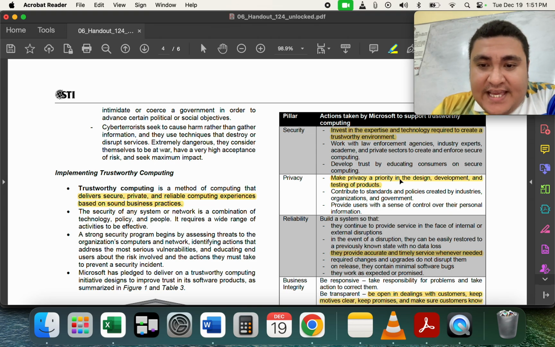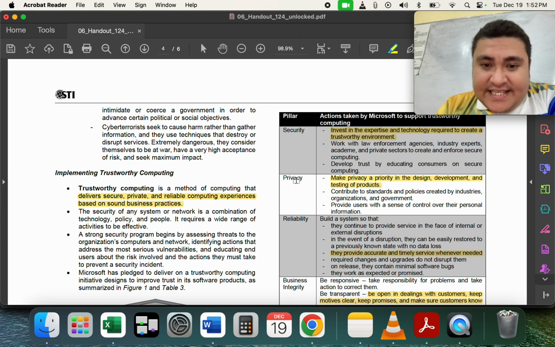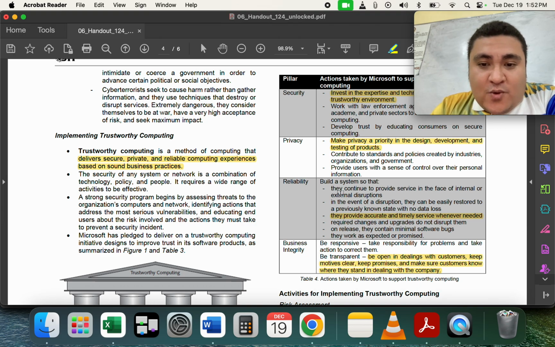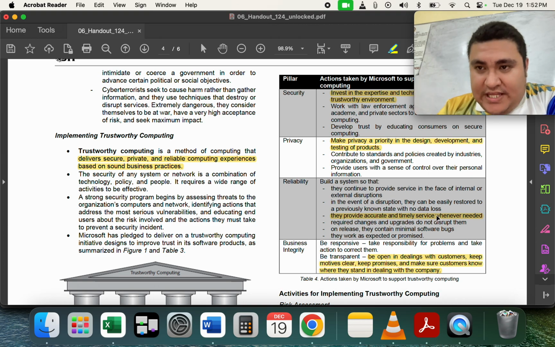You also have privacy. Make privacy a priority in the design, development, and testing of products. So for example, if your company is into development of products, privacy should be on top of the list. No one should know, not unless they are given access to it. Reliability: I'd like to highlight that in terms of reliability, a system should provide accurate and timely service whenever needed. Reliable means you get to act whenever there are scenarios that will cause harm to either the business itself or to the computing.